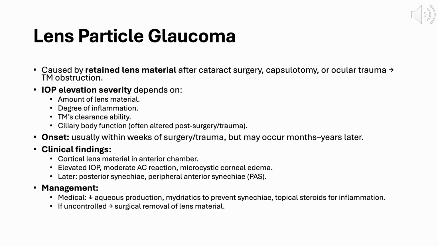Onset is usually within weeks of surgery or injury, but may occur months or even years later. Clinically, you may see cortical material in the anterior chamber, elevated intraocular pressure, moderate anterior chamber reaction, and microcystic corneal edema. Chronic inflammation can lead to posterior or peripheral anterior synechiae. Management includes medical therapy to reduce aqueous production, mydriatics to prevent synechiae, and topical steroids for inflammation. If pressure remains uncontrolled, surgical removal of residual lens material is necessary.